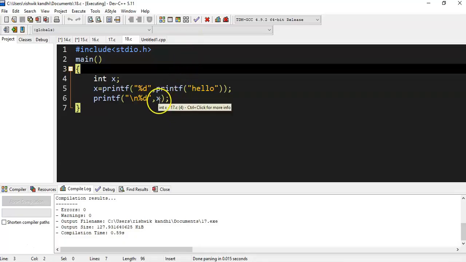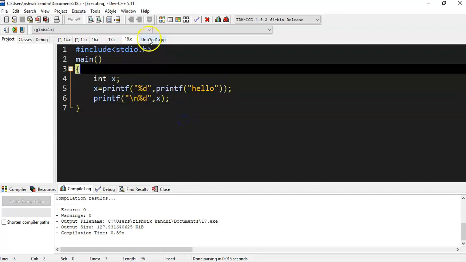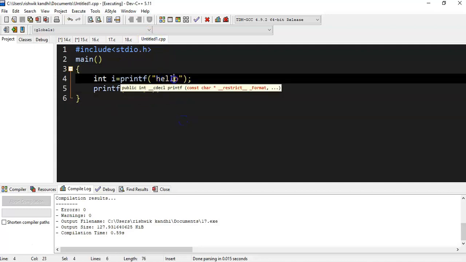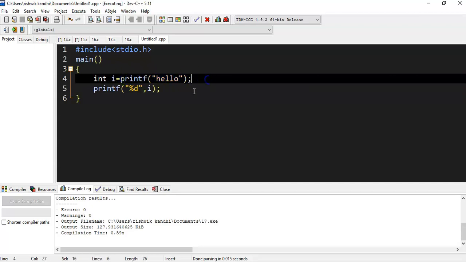In the previous video, we solved a similar question related to printf, and we came to know that printf will return the number of characters that have been printed. So in printf("hello"), 5 characters would be returned by printf, as it is an integer type function. So the value would be 5 here. "hello" will be printed, followed by 5.